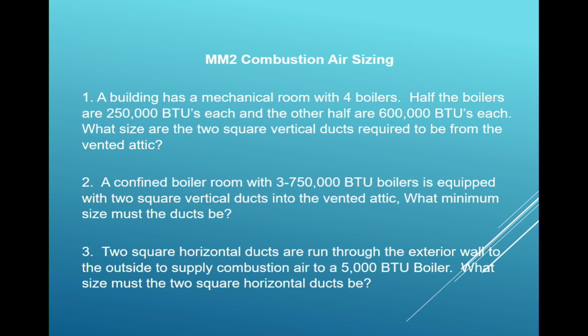Now, number 3, 2 square horizontal ducts are run through the exterior walls to the outside to supply combustion air to a 5,000 BTU boiler. What size must the 2 square horizontal ducts be? So now that we're horizontal, do you agree we're still going outdoors? And down below that, number 2, because we're horizontal. Do you agree we'd add all these BTUs together in number 1, work it out for that? Secondly, we'd add all the BTUs for number 2, right? Get the total BTUs, and then that's what we work. Make sense?